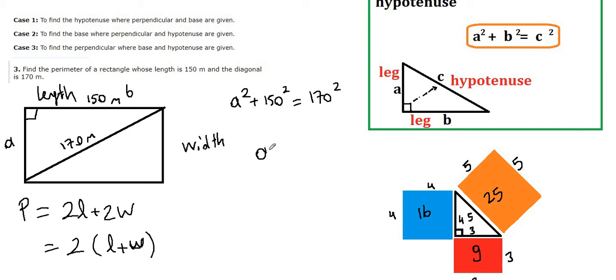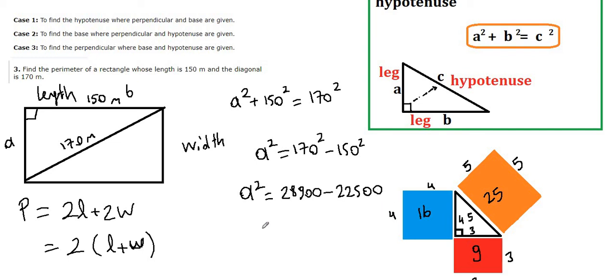So here, A squared is equal to 170 squared minus 150 squared. So A squared will be equal to, let's use the calculator. 170 squared is 28,900, and 150 squared is 22,500, and the difference is 6,400, and the square root of this will be 80. So the width is 80 meter.